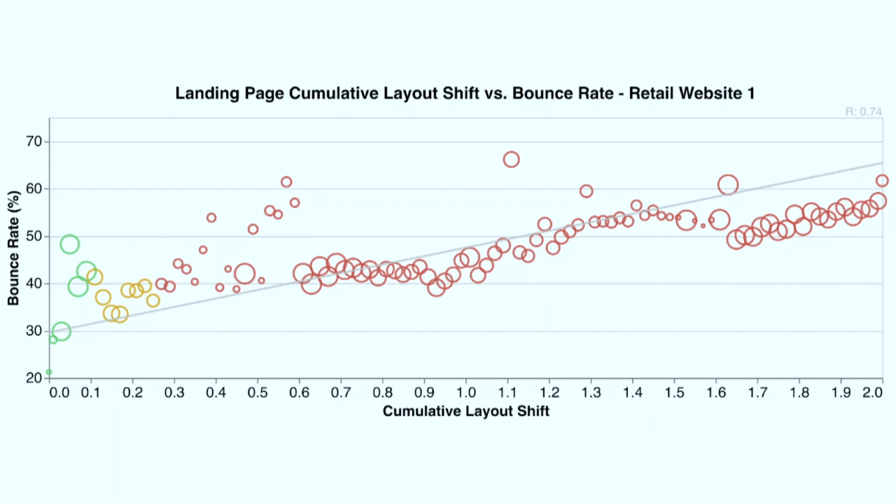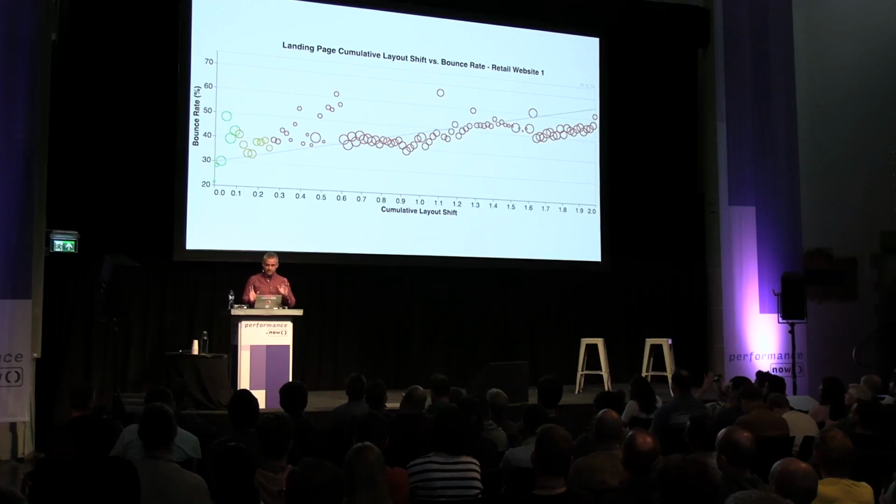Especially as you get further right on the chart. If you're having shifts that are 1, which means a whole screen's worth, or 2, which means 2 screens worth of shifts, I don't know why you would ever do that. But we are seeing bounce rate increasing. This is landing page CLS. So the very first visit, if you're just shifting around a lot, we are seeing people bounce more frequently.